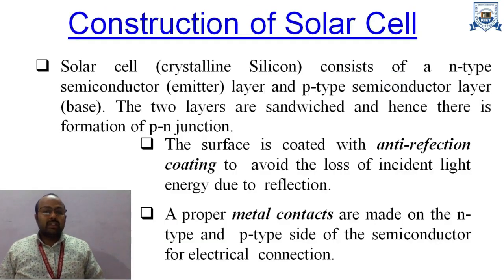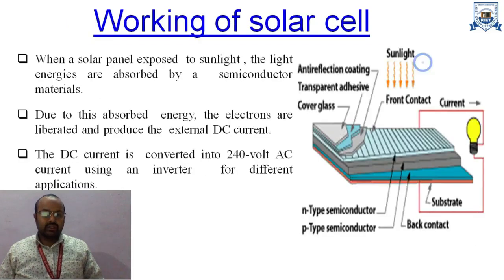So this is the construction of a solar cell. A solar cell consists of n-type and p-type semiconductor layers. These two layers form a PN junction, and the surface is coated with an anti-reflection coating to avoid the loss of incident light energy due to reflection. Proper metal contacts are made on the n-type and p-type sides of the semiconductor for the electrical connections.